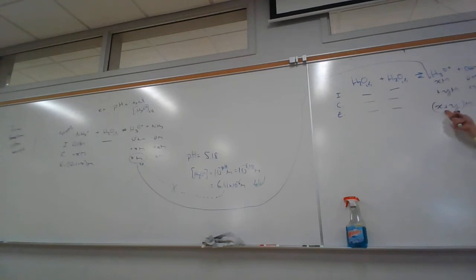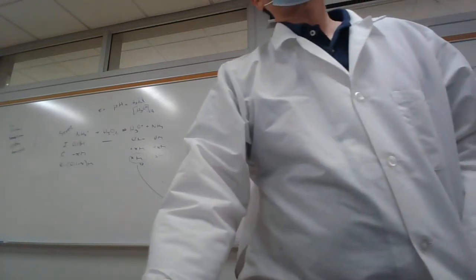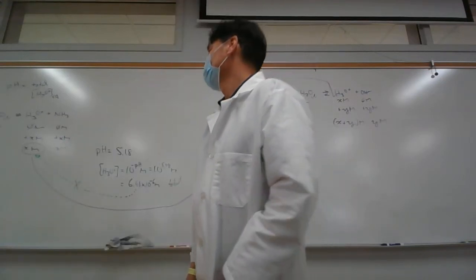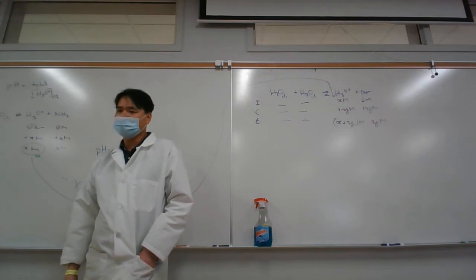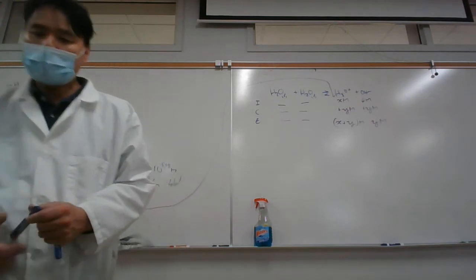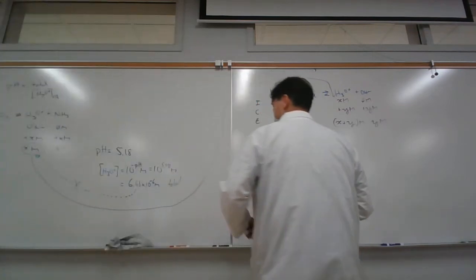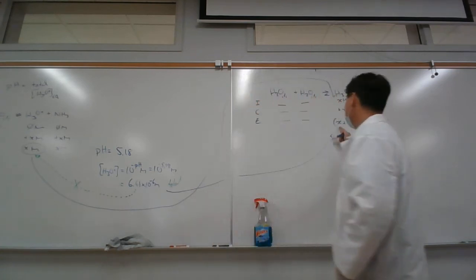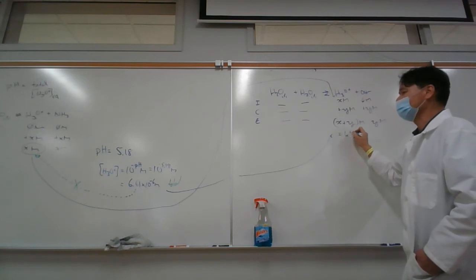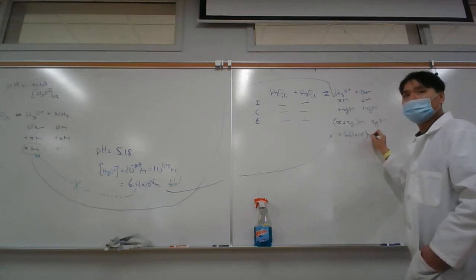So X is the hydronium produced from step 1. Y is the hydronium produced from step 2. And that X plus Y will equal the total hydronium present in this mixture. And the total hydronium present in this mixture is the hydronium produced from the acid and the hydronium produced from water, Kw. Okay, and that's what I should have equal here. This is the total hydronium, and that's got to go here. And so X plus Y is equal to 6.61 times 10 to the minus 6 molar.